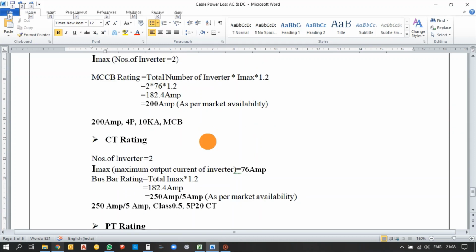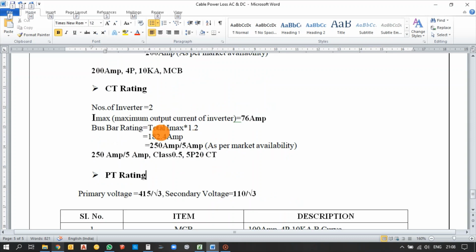And going with CT rating, the maximum current I calculated is 182 amps, which will be considered for the CT rating. My available CT is 250 amps by 5 amps, so 250 will be the primary and 5 amps will be the secondary. This CT will be used for metering purpose. So I have selected a 250 amps by 5 amps class 0.5 5P20 CT for metering purpose.